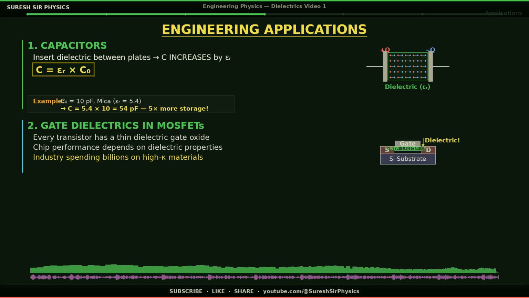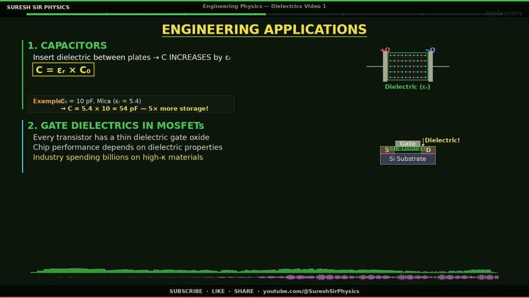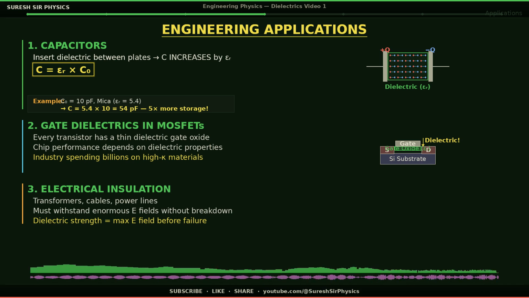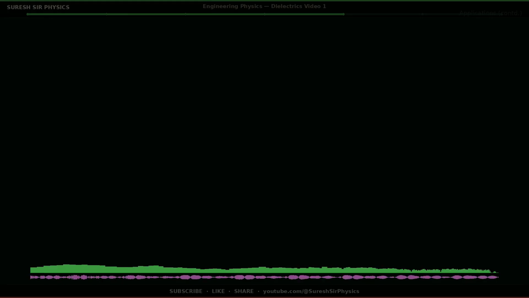Application number 2. Transistors and microelectronics. In every MOSFET transistor in your computer chip, there is a thin layer of dielectric material called the gate oxide. The performance of the entire transistor depends on the dielectric properties of this thin film. The semiconductor industry spends billions of rupees researching new high-K dielectric materials to make faster and more efficient chips.